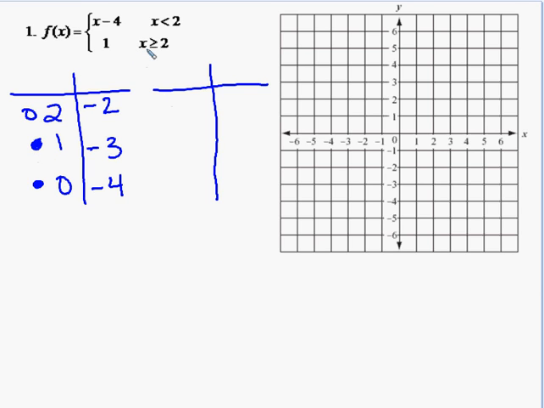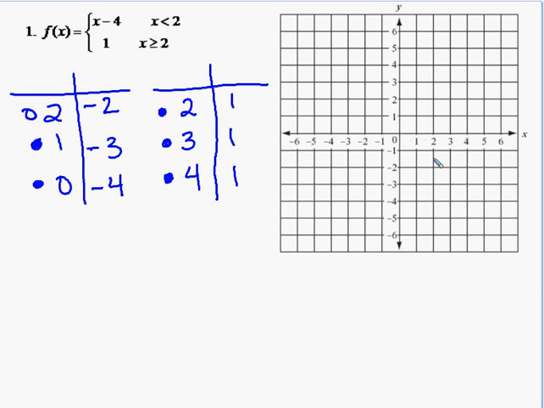Now on this one, x is greater than or equal to 2. So we're going to start with 2, 3, and 4, because we want all the values that are greater than 2. Now technically there's no x to plug in, because y equals 1. So we're going to say 1, 1, and 1. Since it's greater than or equal to 2, we have a closed circle, closed, and closed as well. So then we just need to graph these.